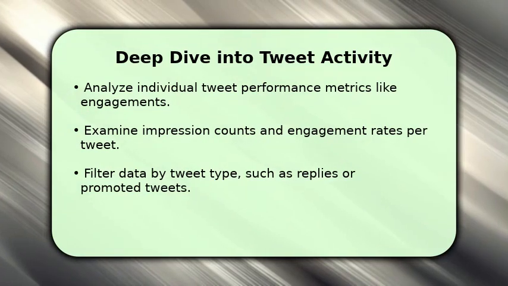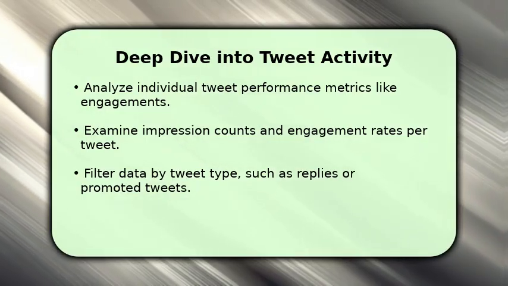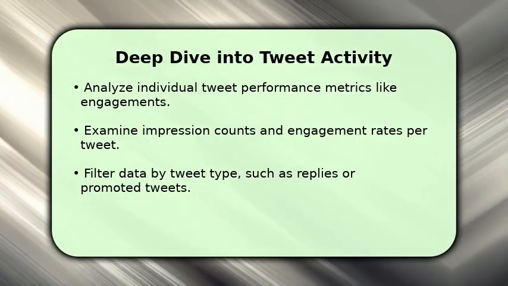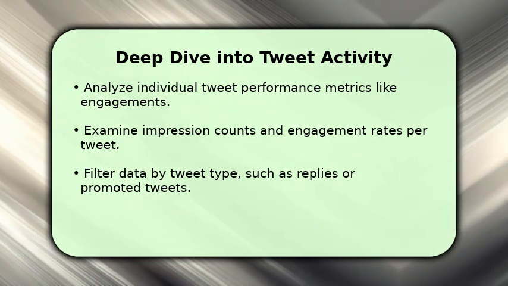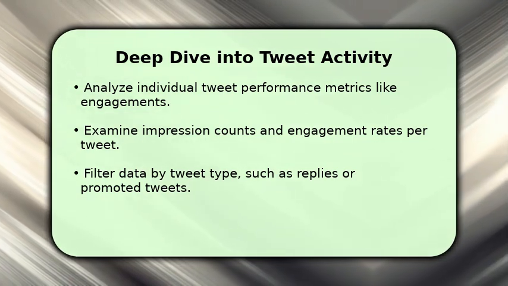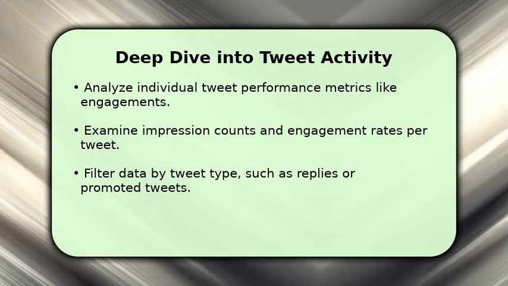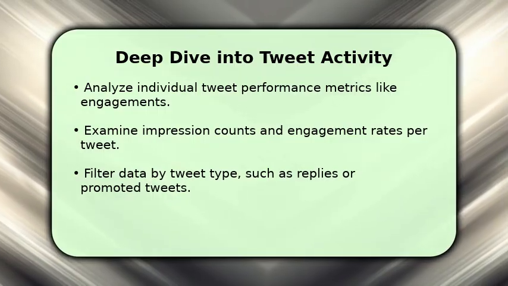To get more detailed insights, click on the Tweets tab. Here, you can see a timeline of all your tweets and their individual performance. Metrics include impressions, engagements, and engagement rate. You can sort by top tweets or filter by specific types, like replies or promoted content. This granular view helps you understand what resonates most with your audience, allowing you to refine your content strategy.